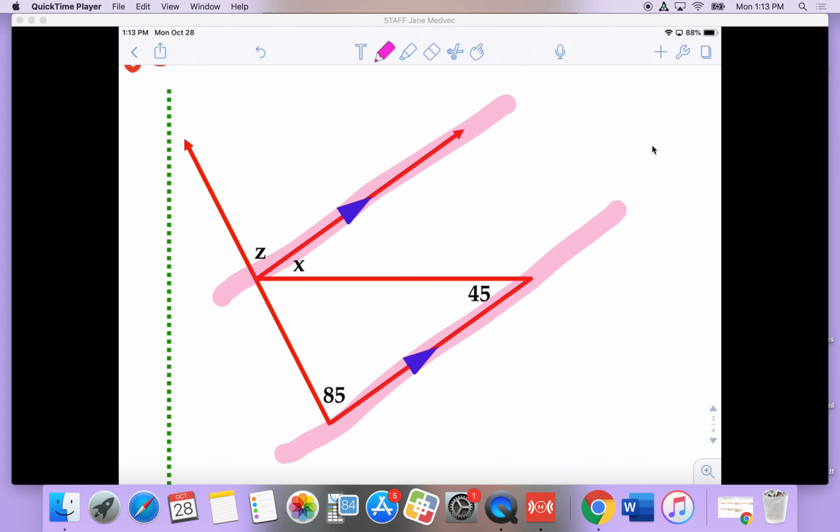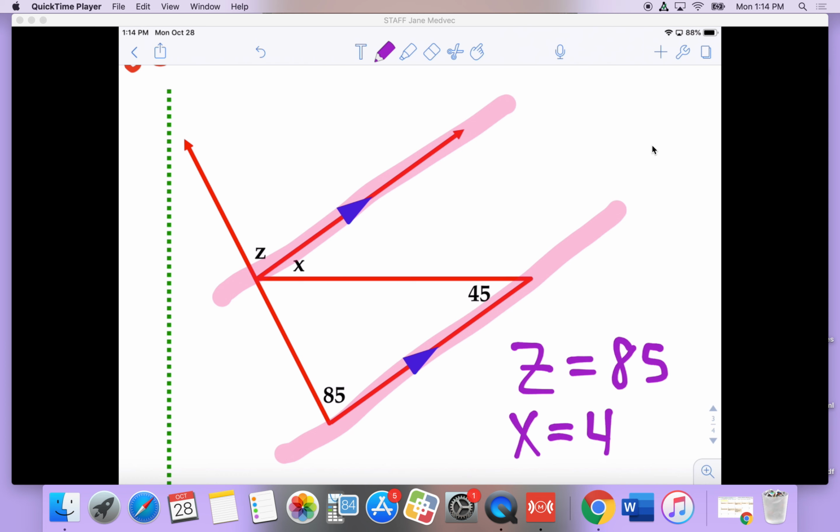Alternate interior? Alternate exterior? Corresponding? Corresponding. That's right. All right. We're done with that one. Now, how do we go about x? How are we going to find that? Yes. X equals 45. Very good.